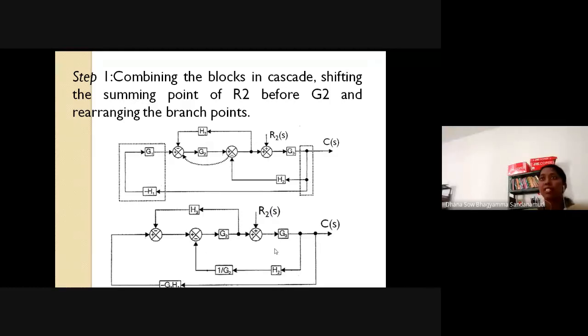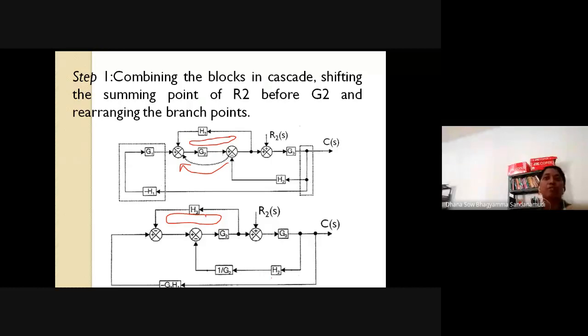If you see here, this may look like a smaller loop, but in this loop, the forward path gain is G2 and the feedback path gain is H3. There was an additional summing point in between, which I have shifted behind G2. Even after shifting behind G2, it is still there within this loop.